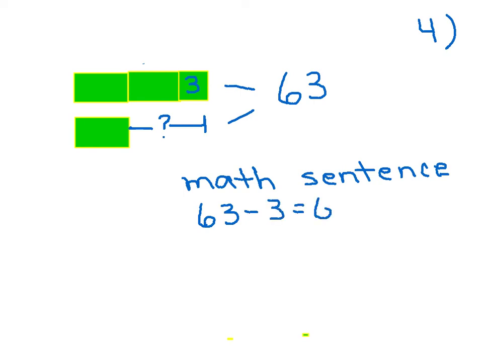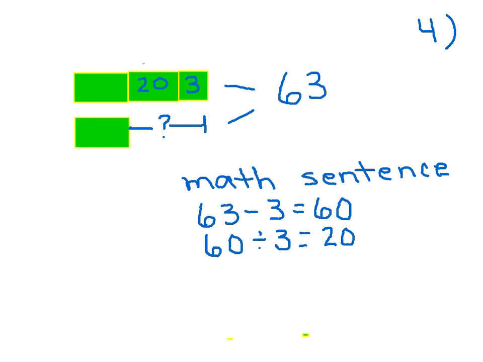That gives me 60. So 60 is split into 3 equal boxes. I want to find out what is in one box, so it would be 60 split into 3 equal boxes, which would be 20. So there is 20 in each box.